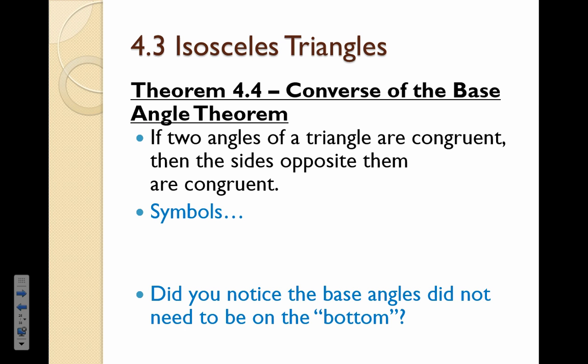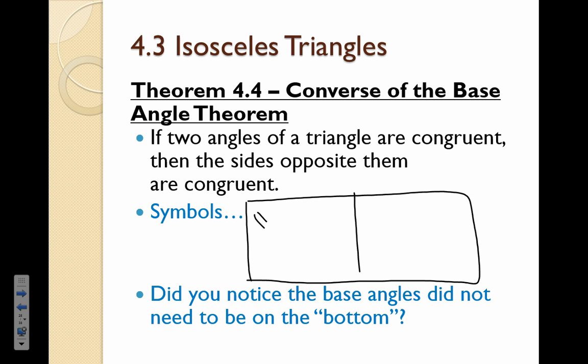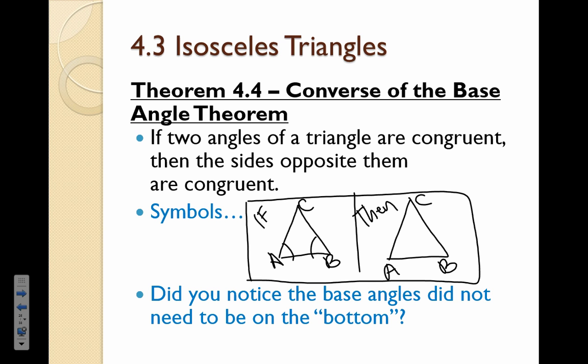Now, there is a converse to this theorem, which means we swap the hypothesis and the conclusion. We leave the if and then. If 2 angles of a triangle are congruent, then the sides opposite them are congruent. Now, did you notice the base angles did not need to be on the bottom? So, again, I like the if-then box. And I might just draw pictures. A, B, C. If I know that angles A and B are congruent, then I can conclude that segment AC is congruent to segment BC.